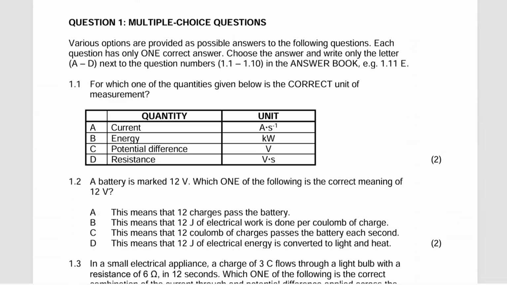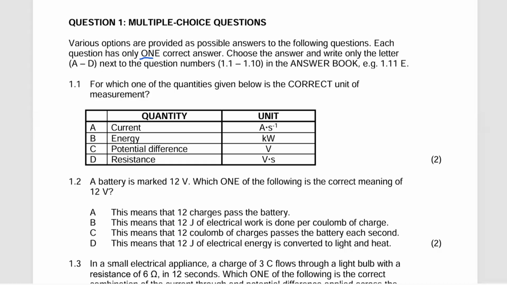So question number 1 there is multiple choice questions, and it says various options are provided as possible answers to the following questions. Each question has only one correct answer. So there is only one correct answer. Choose the answer and write only the letter A to D next to the question 1.1 to 1.10 in the answer box, e.g. 1.1.1E there, right? So we're going to start with question 1.1.